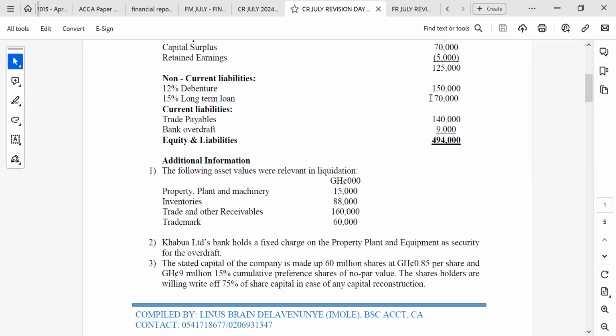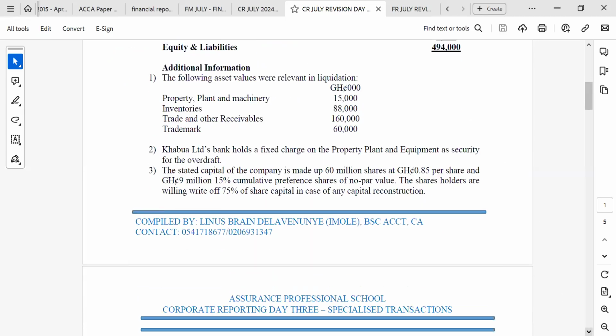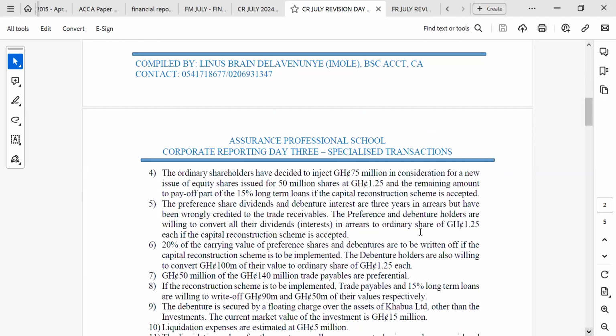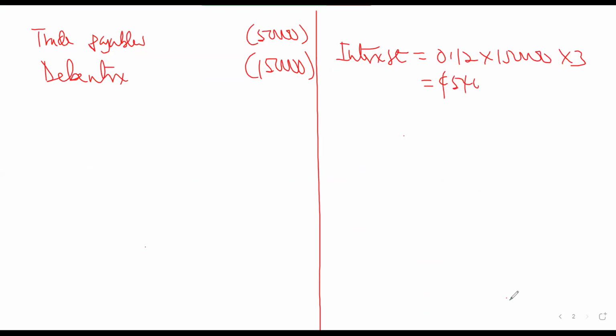The debenture will be 12% on the principal, which is 150,000. And they say these are 3 years in arrears. So what is the interest on the debenture? That will be 54,000. So let's have 54,000.